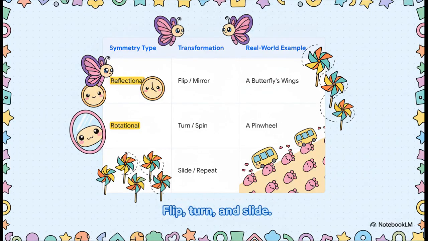Okay, so let's do a quick recap. Reflectional is a flip, like a butterfly. Rotational is a turn, like a pinwheel. And translational is a slide, like a repeating pattern of footprints. Flip, turn, and slide. These are our 3 core words in the language of symmetry.